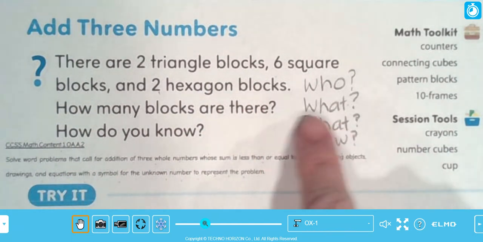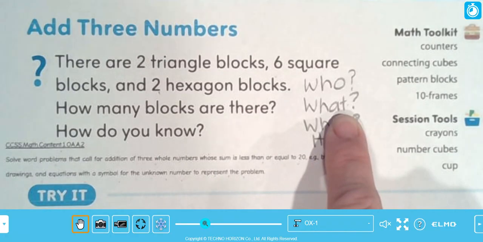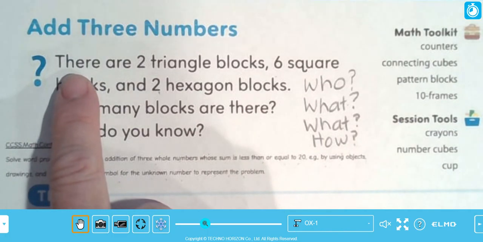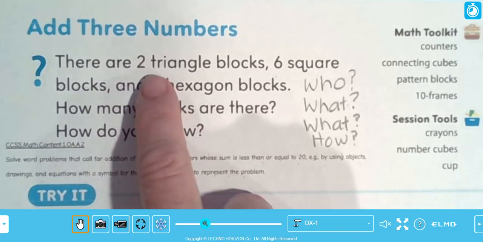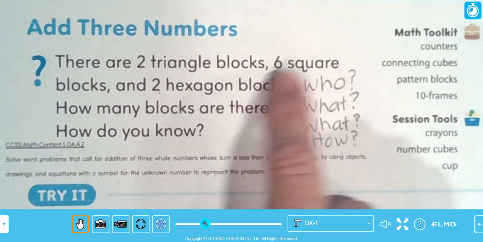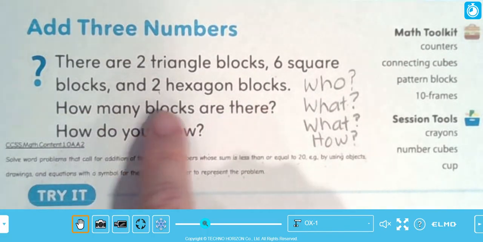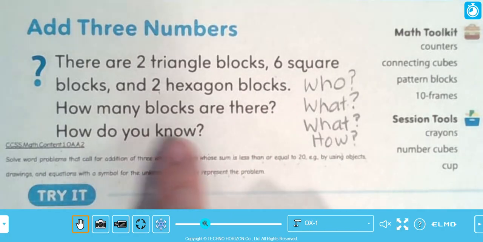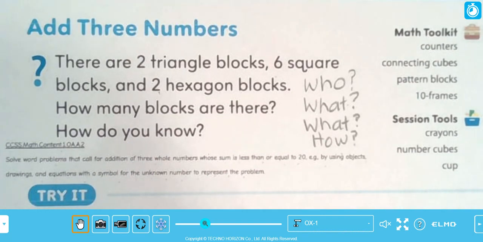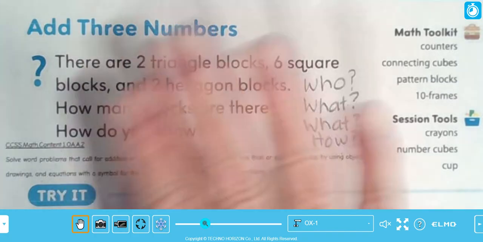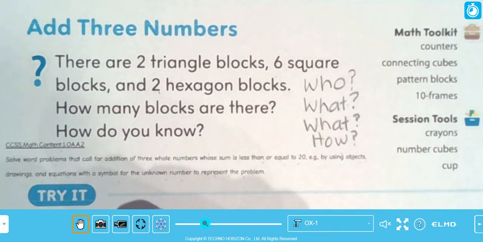So the next question is, what's happening with the blocks? Okay, let's find out. I'm going to read it again. Ready? Read it with me, okay? Begin. There are 2 triangle blocks, 6 square blocks, and 2 hexagon blocks. How many blocks are there? How do you know? Okay, so what's happening with these blocks? Yeah, nothing's happening. They're just there, right? We know that we have triangle blocks, square blocks, and hexagon blocks. That's all we know about them. They're not doing anything.